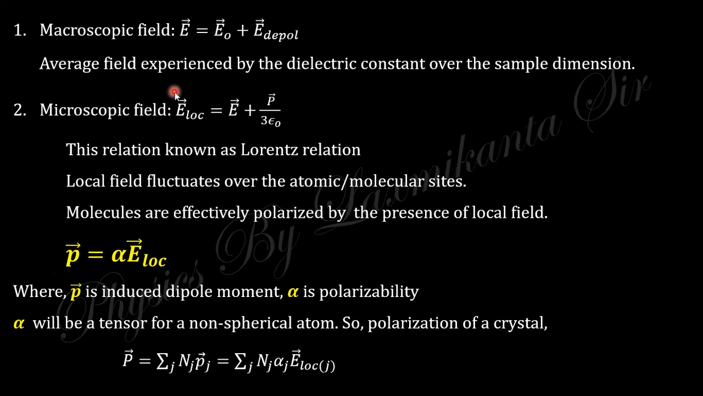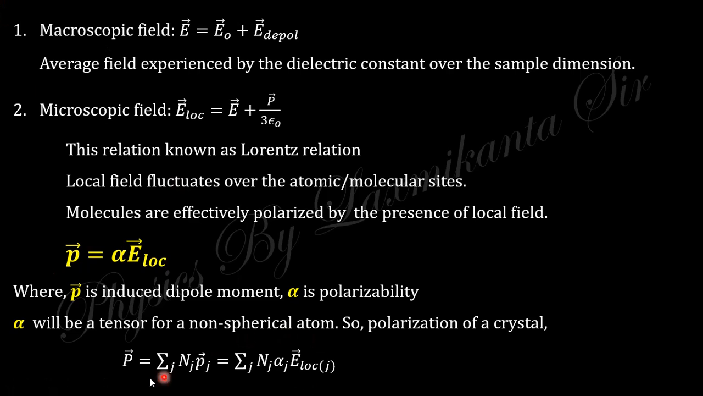The macroscopic field, E naught and the polarization field, that is the external field and the polarization field, is the average field experienced by the dielectric over the sample dimension. And the microscopic field is E plus P by 3 epsilon naught. This relation is known as the Lorentz relation. Now the dipole moment is alpha E local, which is the electric dipole moment.